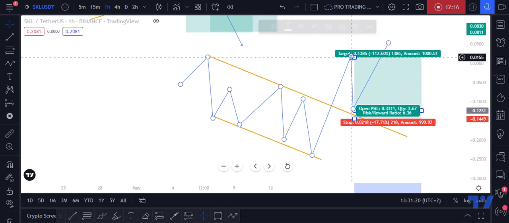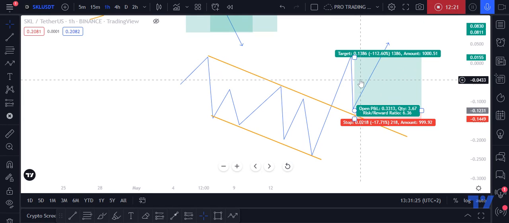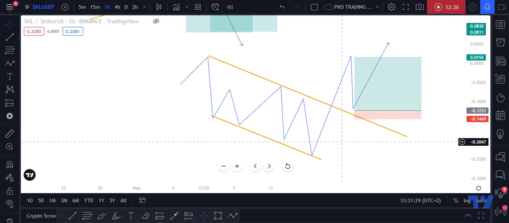Then our target is the previous swing high, right? That is our target. The previous swing high is our target. Okay. So that is how we take our entries, using the breakout and retest strategy.